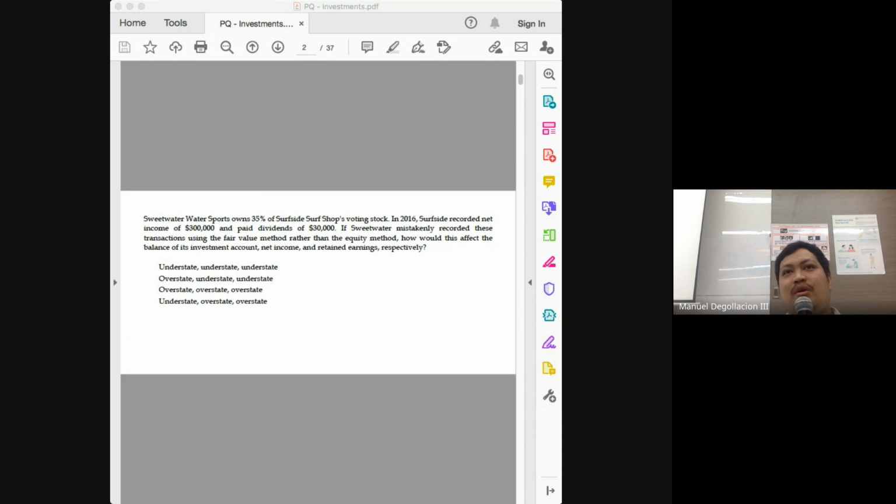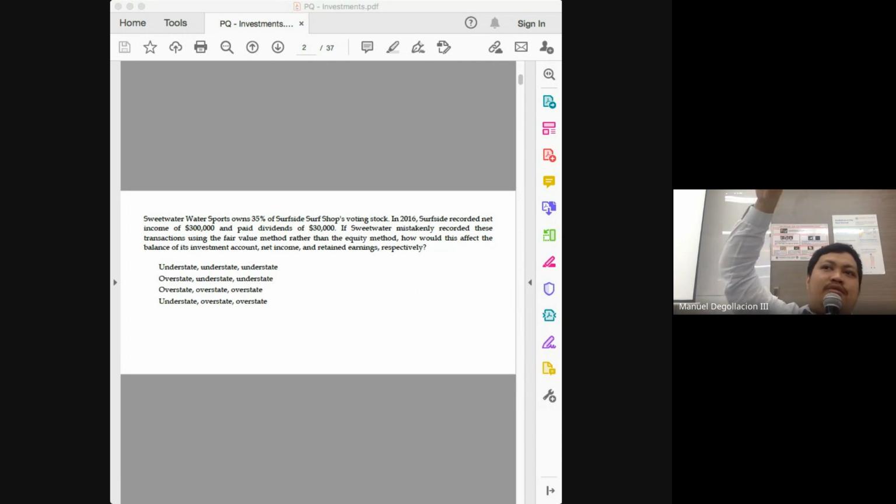Okay, but under the fair value model, what do you do if the investee reports a profit? You do nothing. Okay? If you'll be asked what entity will be prepared to recognize the profit of the investee under the fair value model, then the answer would be no entity. Okay? But if we were using the equity method class, what would have been the entry to record our share in the profit of the investee?